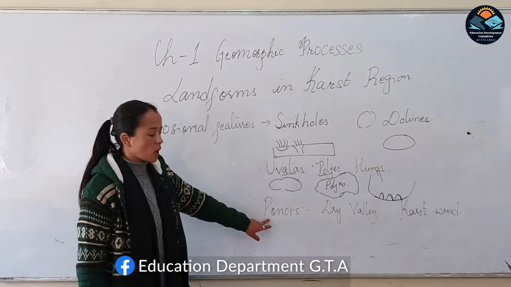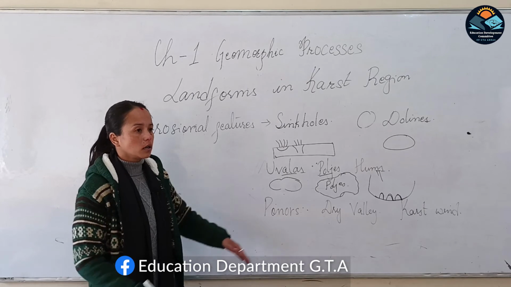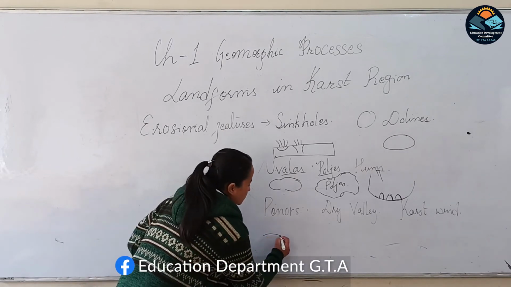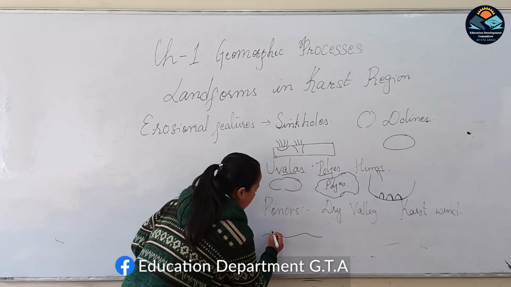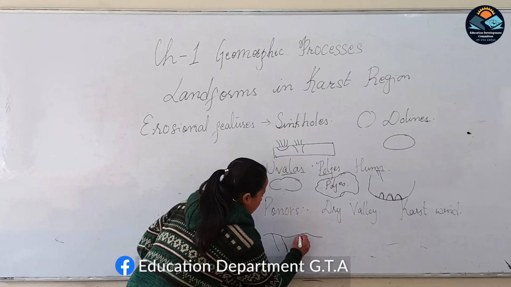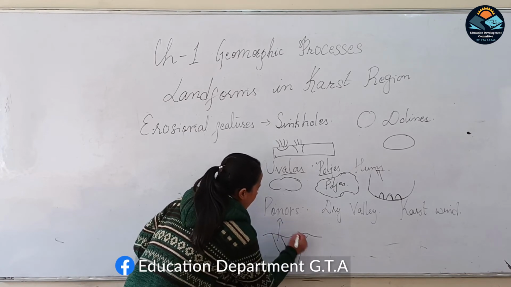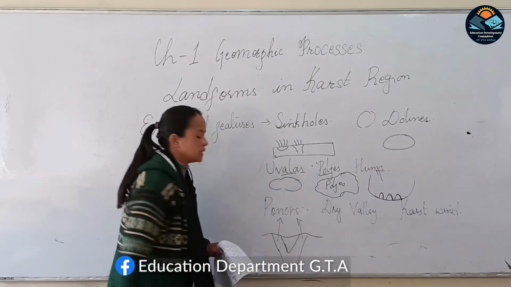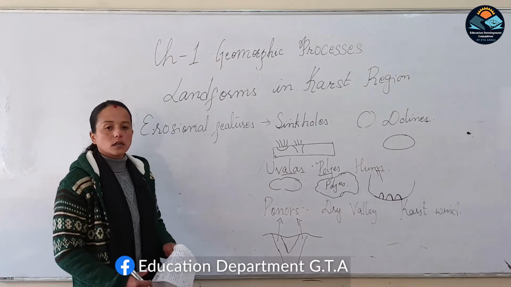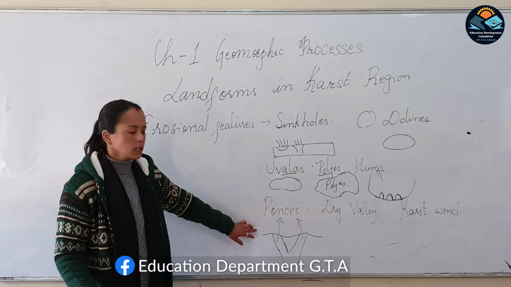Now the next one is the ponors. Ponors are underground channels. Suppose this is a limestone region, a hole is formed there and there is a channel deep inside like this. These channels are known as ponors. Ponors are the underground channels through which streams flow under the ground.